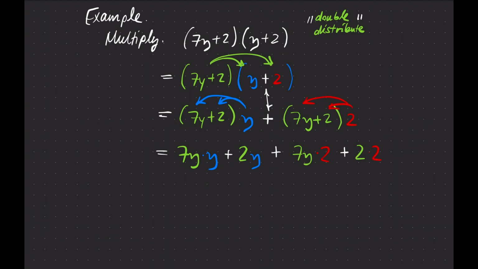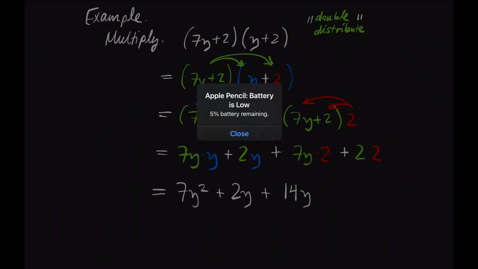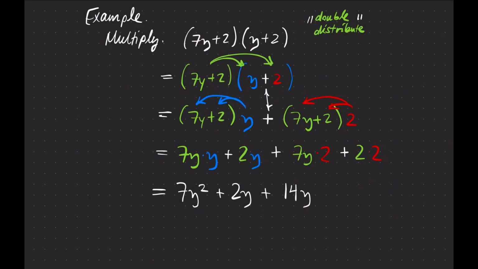Very cool. As you guys can see, we have a bunch of simplifying to do, so we'll just go ahead and do it. 7y times y, of course, that's 7y squared, plus, and then here we have a 2 times y, that's just 2y. And here we have a 7y times 2, so 2 times 7 is 14, but there's nothing to do to the y in this case. And then here we have a 2 times 2, which is 4. Not too bad.